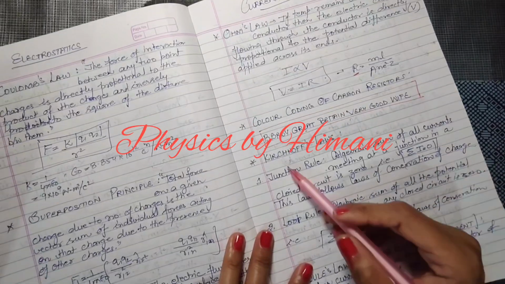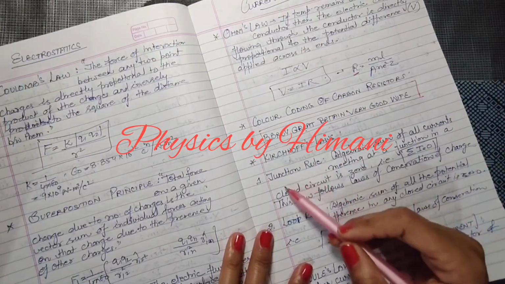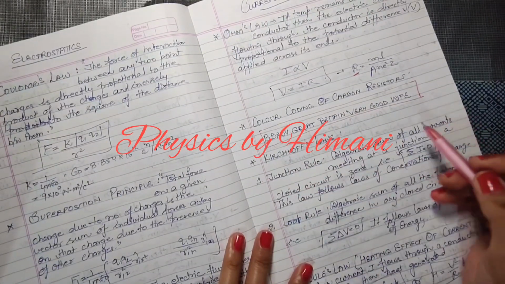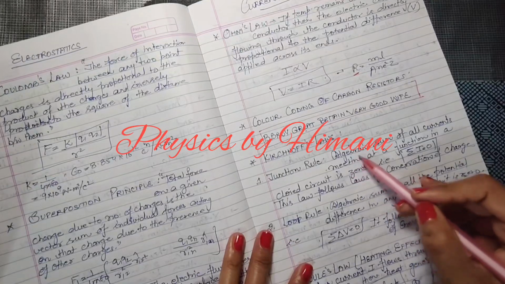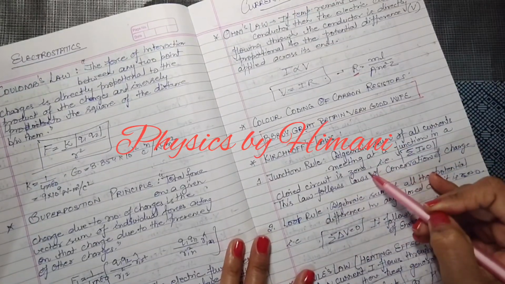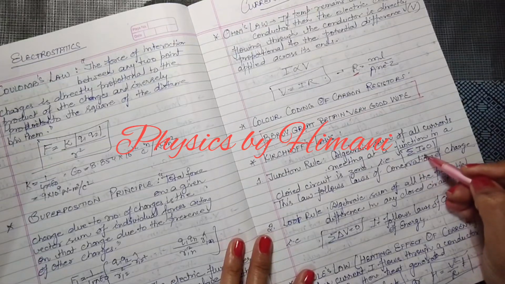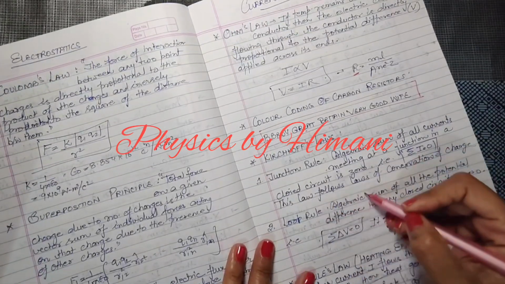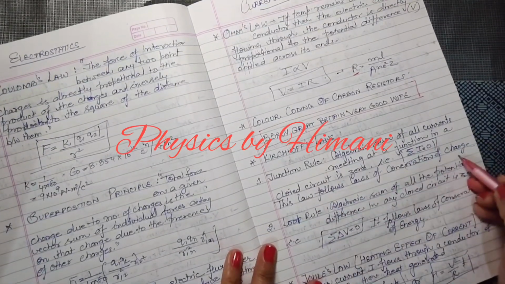Kirchhoff's law. What does Kirchhoff's law say? First, junction rule. What does this rule say? Algebraic sum of all currents meeting at a junction in a closed circuit is 0. That is, summation of I is equal to 0. This law follows the law of conservation of charge.